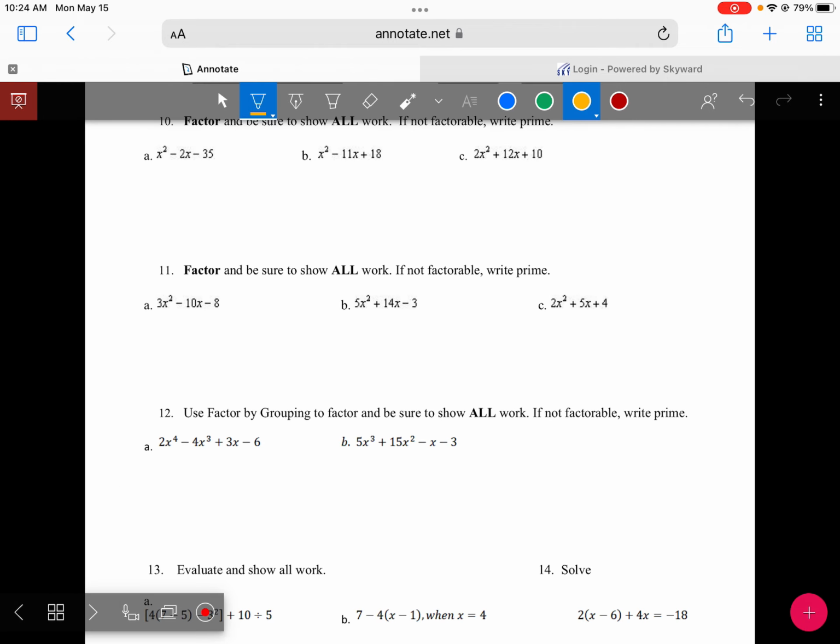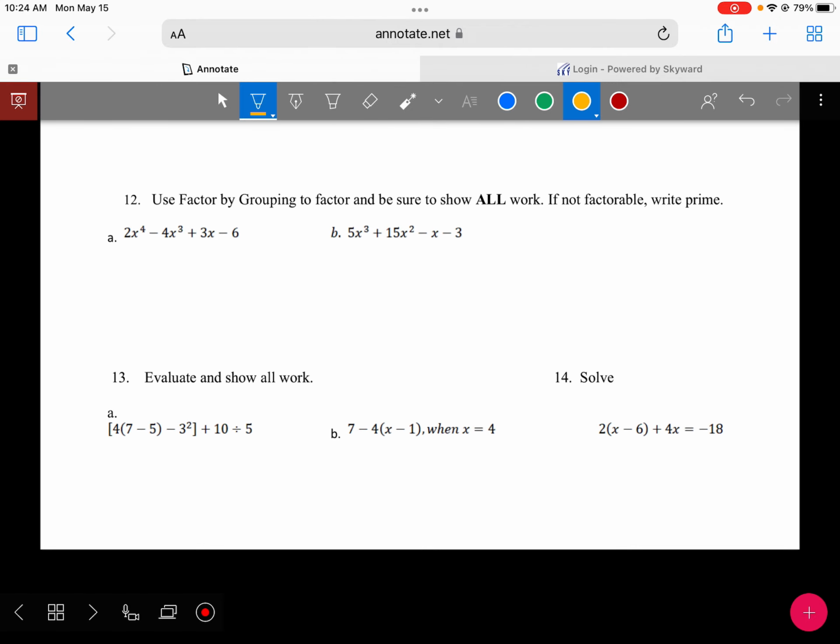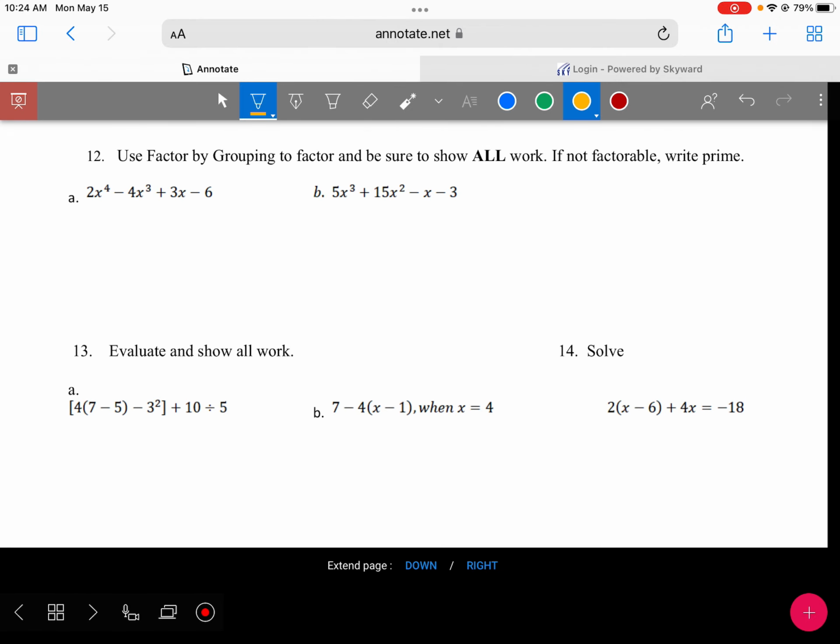Because we could be petty and say do every one, but we're not going to. I think factor by grouping would be good to look at. Number 12. I think we should.